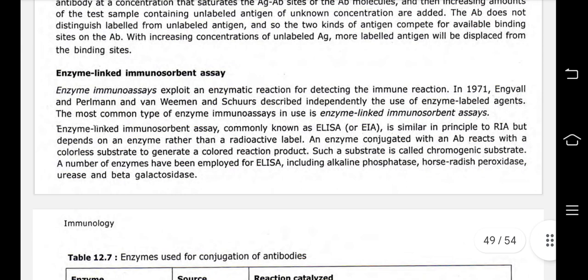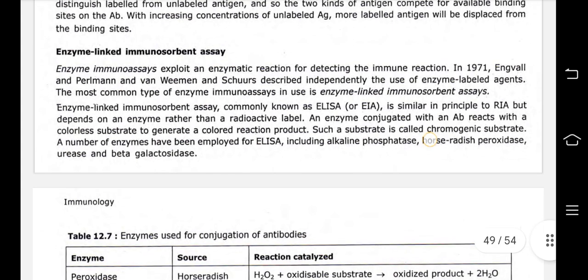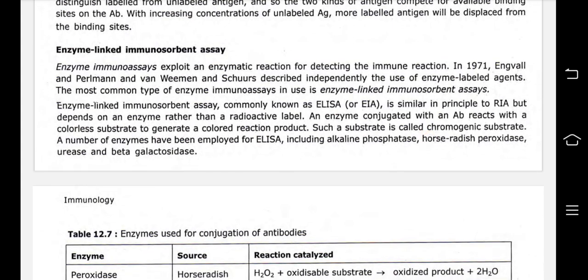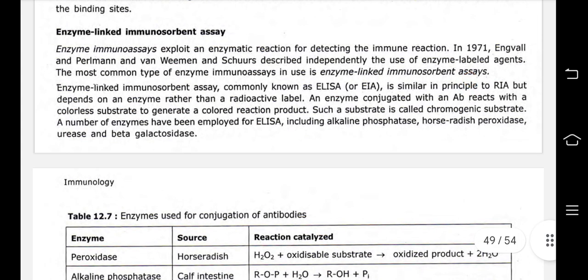Then enzyme-linked immunosorbent assay. Enzyme immunoassays exploit an enzymatic reaction for detecting the immune reaction. In 1971, Engvall and Perlmann and Van Weemen and some other scientists described independently the use of enzyme-labeled reagents. The most common type of enzyme immunoassay in use is enzyme-linked immunosorbent assay.